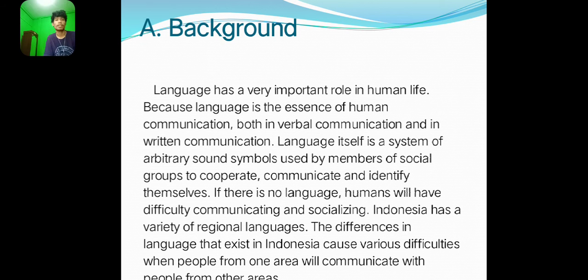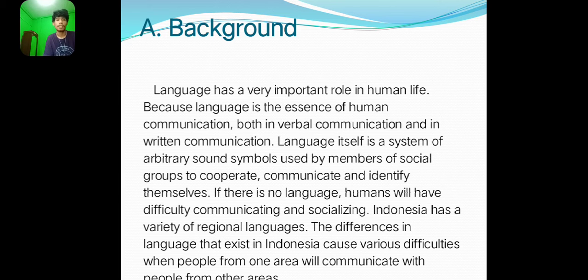Language has a very important role in human life because language is the essence of human communication, both in verbal communication and written communication. Language itself is a system of arbitrary sound symbols used by members of a social group to cooperate, communicate, and identify themselves. If there is no language, humans will have difficulty communicating and socializing.